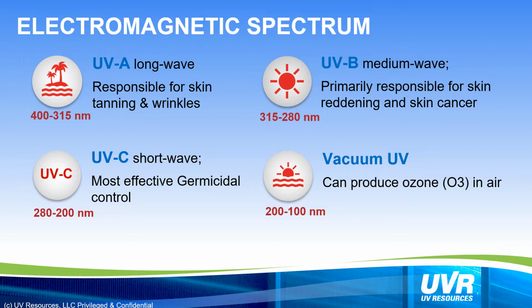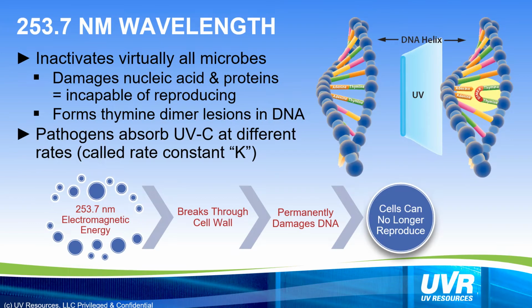UVC rays do not reach the Earth's surface because they are entirely absorbed by our atmosphere. Finally, there's vacuum UV, which occupies the 200 to 100 nanometer range. Vacuum UV is strongly absorbed by water and air and thus cannot reach the Earth's surface. So what happens at that 253.7 nanometer range?